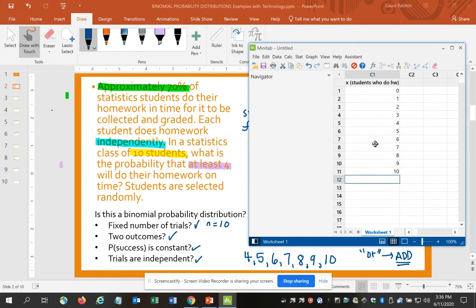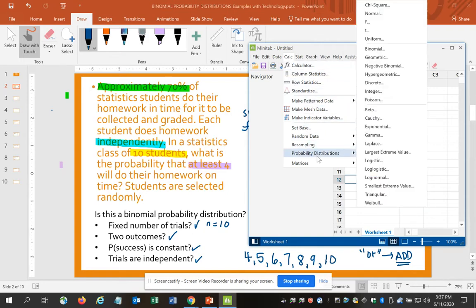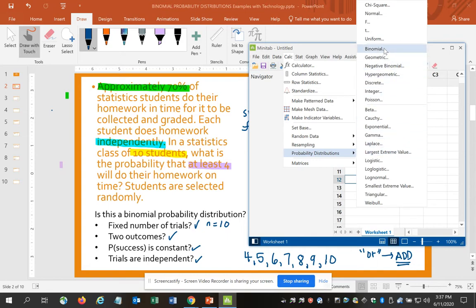So you enter the values of X that are possible from 0 up to N, the total in your sample, and then we need to follow the commands. We're going to calculate, so we go up to the top of the menu and find calc for calculate. I'm going to scroll down to probability distributions, which is what we're talking about, and then I'm going to specifically select binomial.